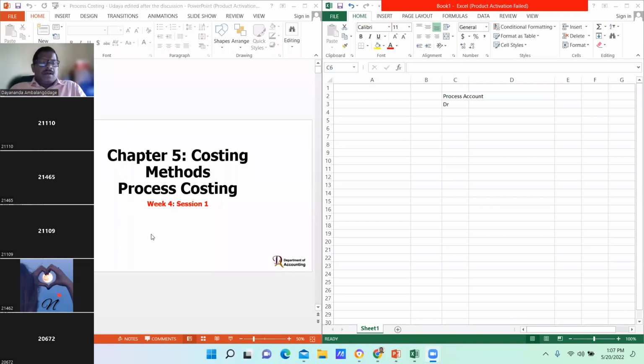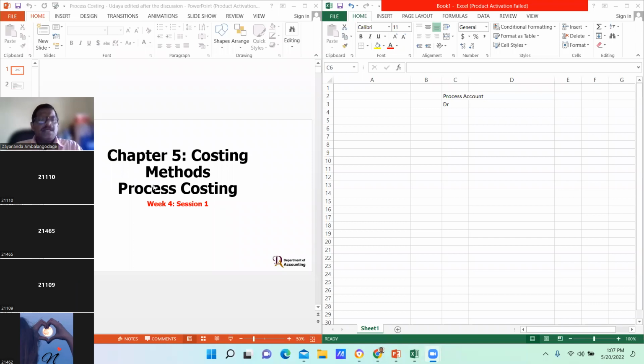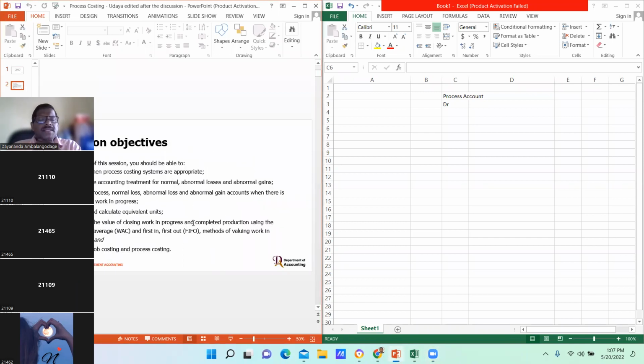Okay. Today's session is chapter 5, costing method. We are focusing on process costing. Previously, we discussed job costing, and today we are focused on process costing. Lecture outlines, of course, session objectives: explain when a process costing system is appropriate, and the meaning of process costing.